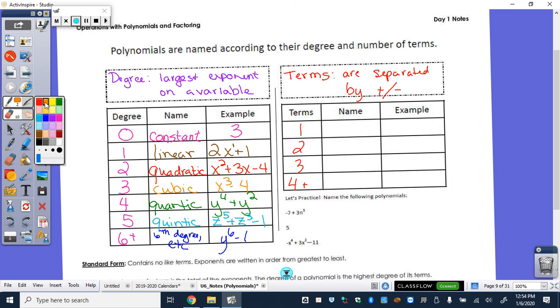This was on our vocab list. Anybody willing to guess what they think a 1 term is called? Monomial. Mono, meaning 1. Monomial, 1 term. So for example, 3x is a monomial. 3x makes up the one term.